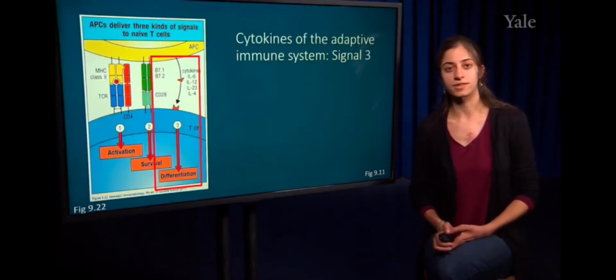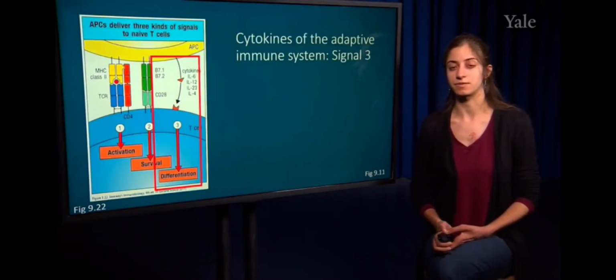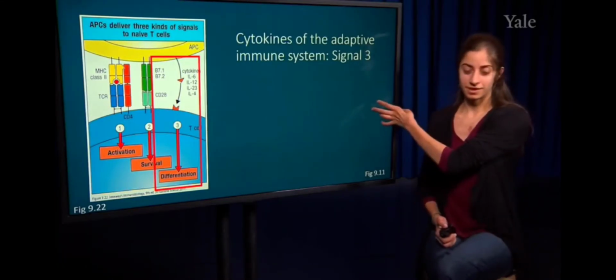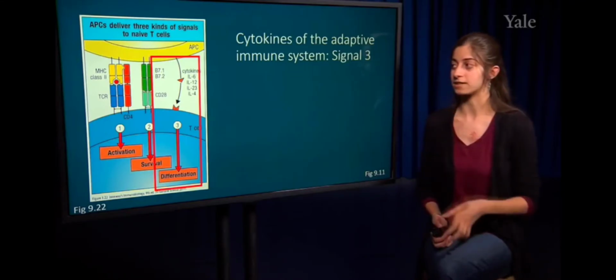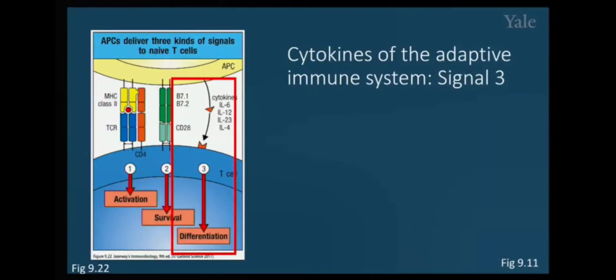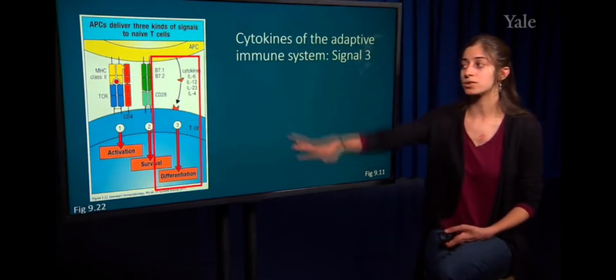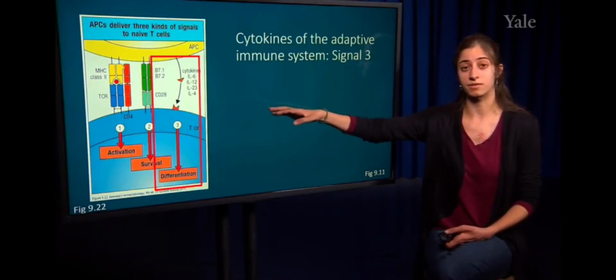Another important role for cytokines in the adaptive immune system is something that you should already be very familiar with. This is signal 3 of activation of T cells. As you may recall from other lectures, T cells need to receive 3 separate signals from the APC in order to become activated. The first of which is the TCR-MHC interaction made in an antigen-specific manner.